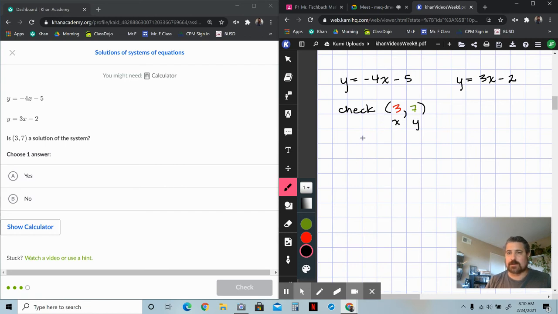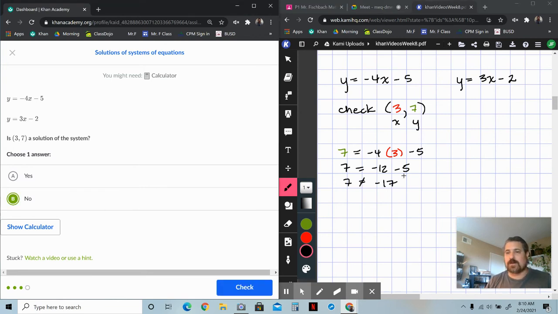Let's plug it in and see if it works for the first linear equation. So we have a y value of 7 is equal to negative 4 times the x value of 3, and then minus 5. Is this a true statement? So this is 7 is equal to negative 4 times 3 is negative 12. Negative 12 minus 5 is the same as negative 12 plus negative 5. So what we get here is 7 is equal to negative 17. Obviously, that's false. So we know that this is not an ordered pair that's a solution to the first equation. So it definitely can't be a solution to both. All right, so we know this is definitely a no.